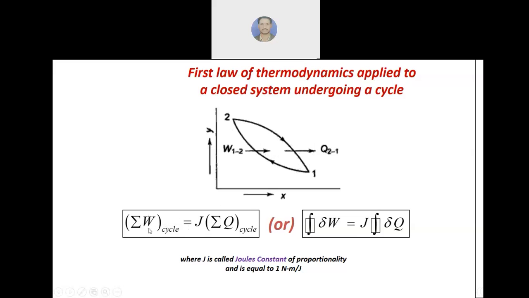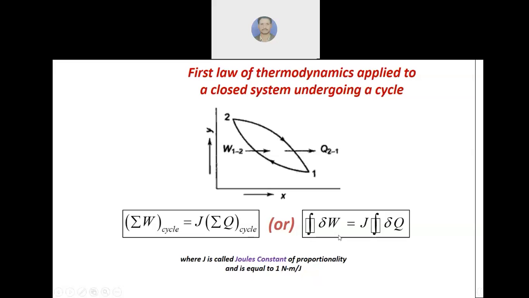The cyclic integral of W means work done for a cycle. This equals J times the cyclic integral of Q, or the summation of Q. The summation of all the work transfer in the cycle equals J times the summation of all the heat transfer in the cycle. This J is nothing but Joule's constant. Someone pronounces it as Joule also. The value of J is 1, that is 1 Newton-meter per Joule.